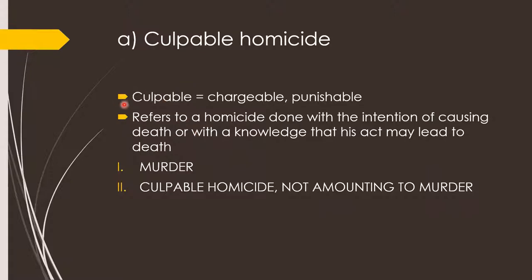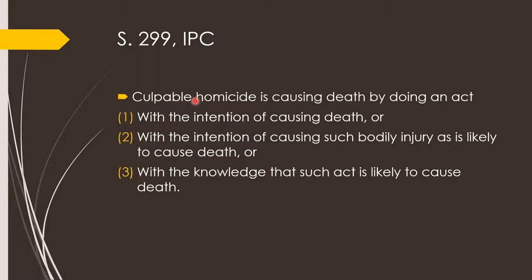Culpable homicide. The word meaning of culpable is chargeable or punishable. So culpable homicide refers to a homicide done with the intention of causing death or with the knowledge that his act may lead to death. Two types, murder and culpable homicide not amounting to murder. Section 299 IPC explains culpable homicide.